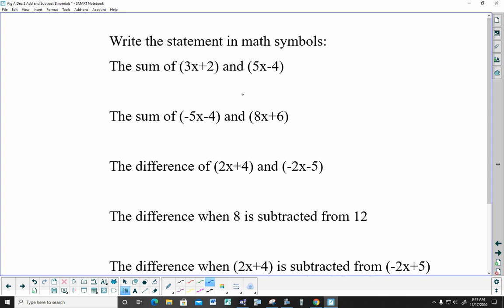It says find the sum of this piece and this piece. So this is 3x plus 2, and. The sum and, that's just a plus sign. So you just replace the and with a plus. Negative 5x minus 4 plus 8x plus 6. Okay? Now this says find the difference. And you guys know difference is the same as subtraction.